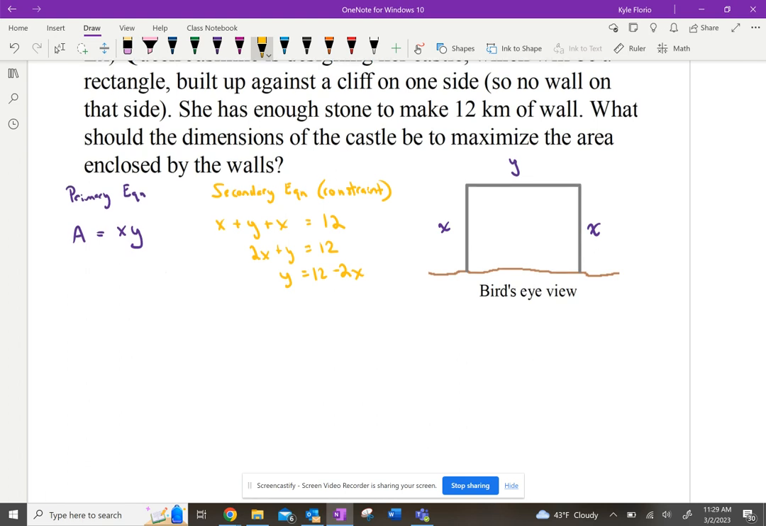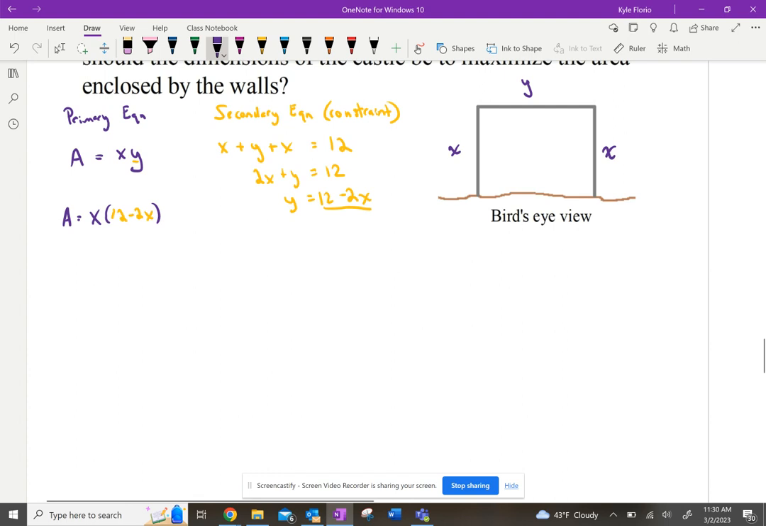So there's my secondary equation. What I'm going to do is replace y with 12 minus 2x. So now I can write my primary equation in terms of a single, useful variable. Okay, so we're left with x times 12 minus 2x. And now just calculus. Well, I guess algebra. I'm going to first simplify this. So that's going to be the same thing as 12x minus 2x squared.